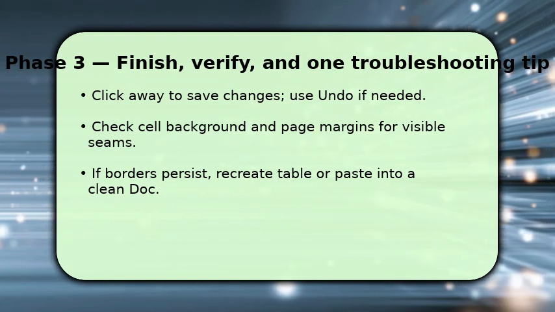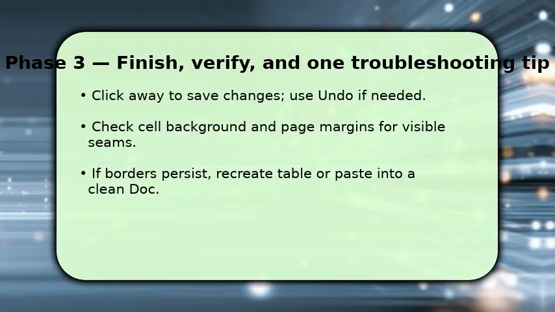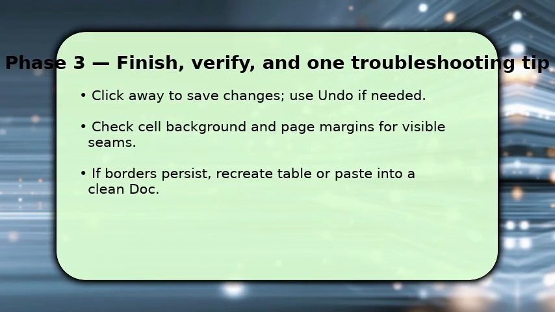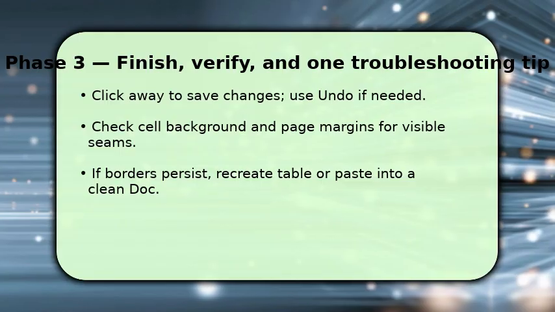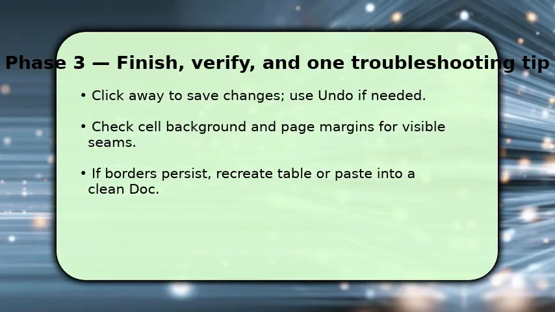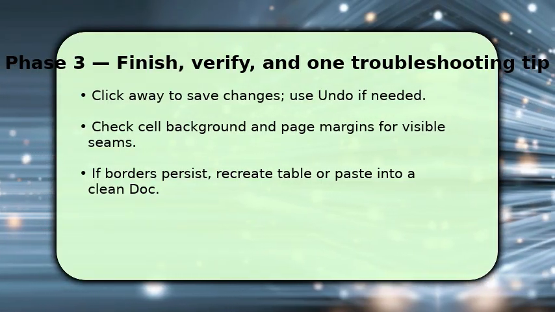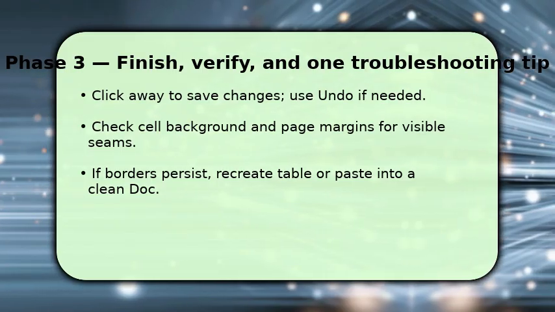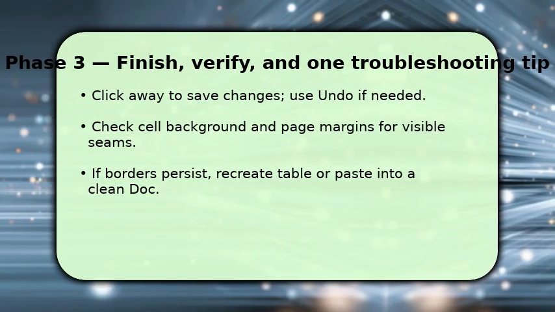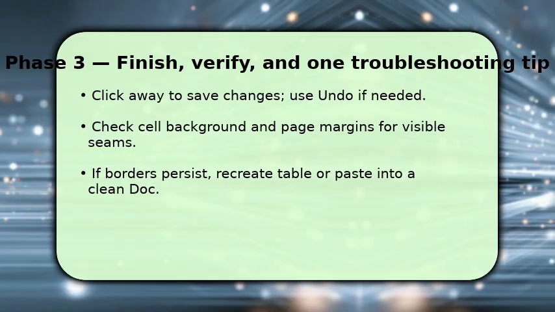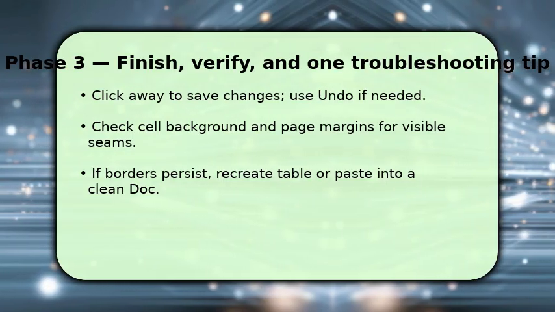Make sure cell backgrounds match the page and that page margins or shadows aren't creating a seam. These often mimic borders. If a faint line remains, set border color to white or recreate the table in a new document as a definitive fix. Troubleshooting tip: if formatting persists, copy the table content into a fresh table. That clears stubborn formatting.